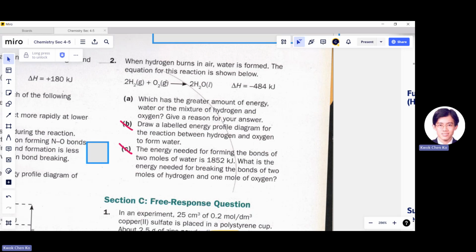Some teachers are very fussy because they give you the value, so you should write delta H equals the value. I don't know how your school is, maybe you can try your luck.